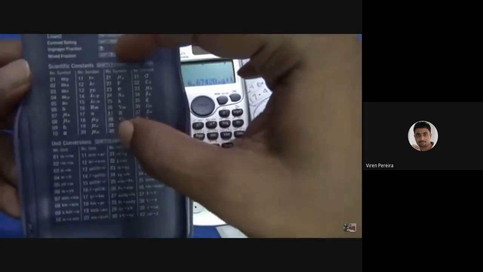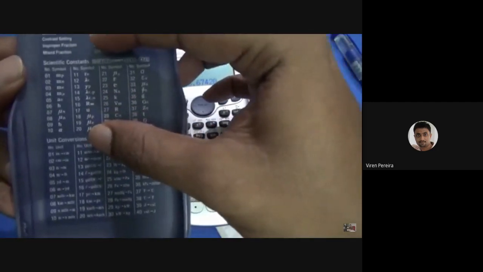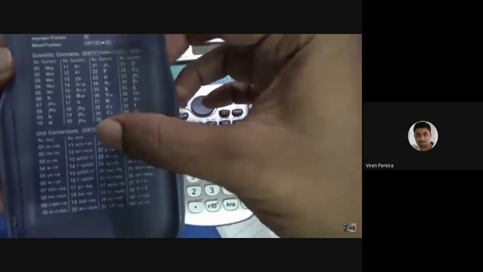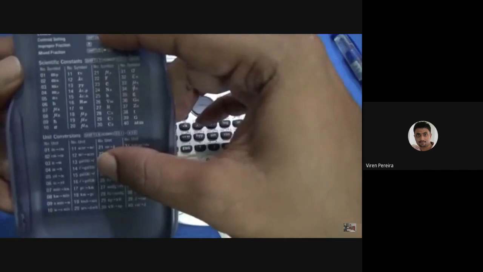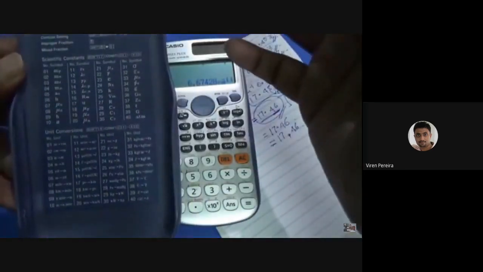The only thing is, people don't know that these constants are already there, and they try to study them by heart. As I told you, engineering is basically applying. The information is all out there, you only have to apply it. So kindly go through your calculator before you start using it.